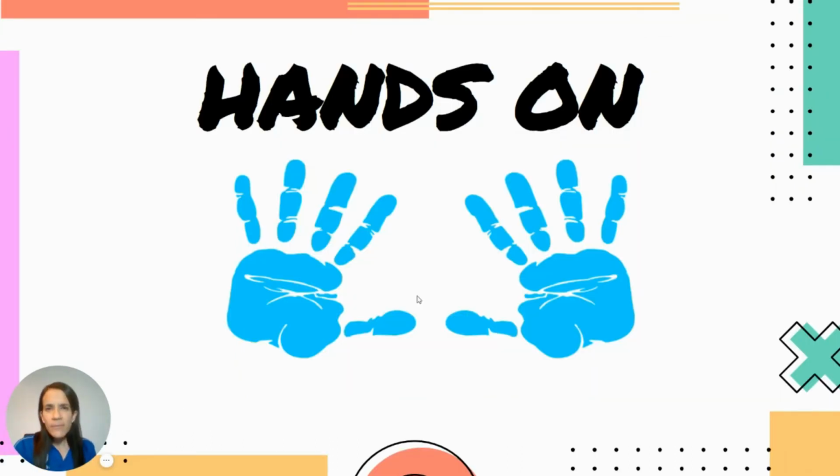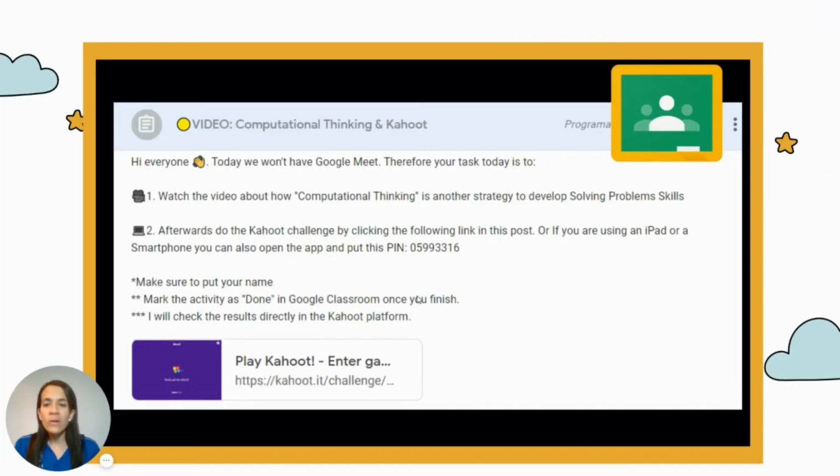Now, it's time for you to put your hands on. What are you going to do today? In Google Classroom, you will find a Kahoot link in which I will challenge your problem-solving skills. Have in mind that you're going to use computational thinking in today's activity. I'm looking forward to seeing your results in the Kahoot challenge. It could be useful if you have a pen and a pencil nearby. You might need it.